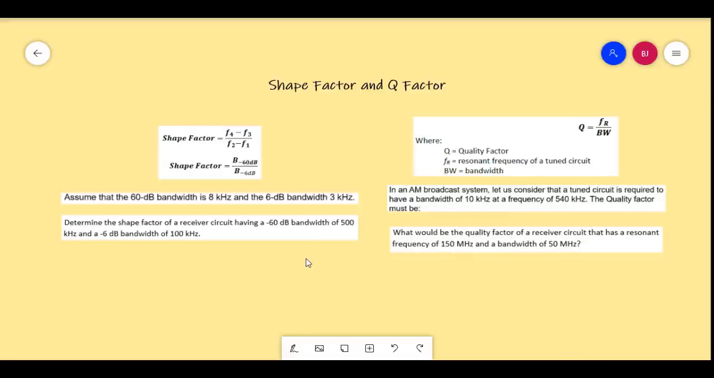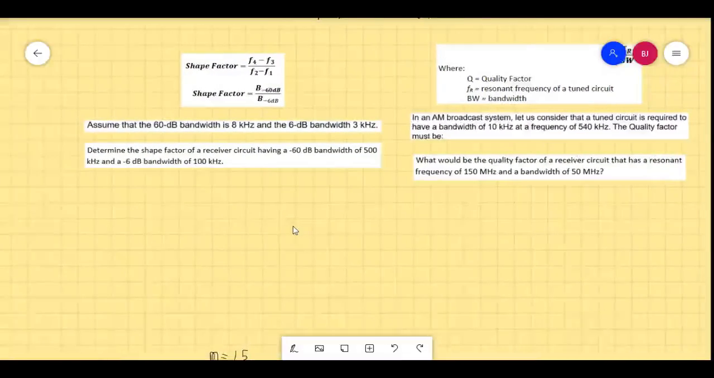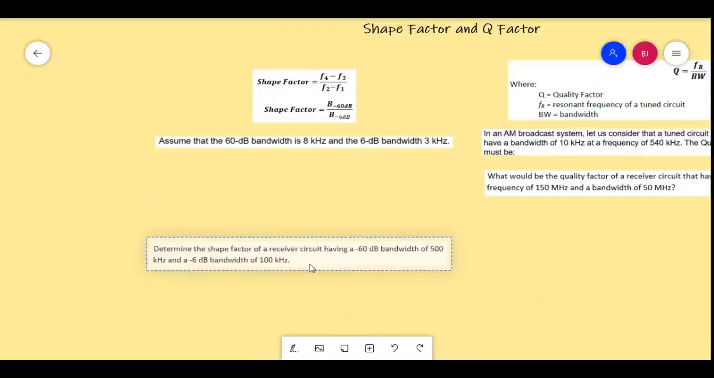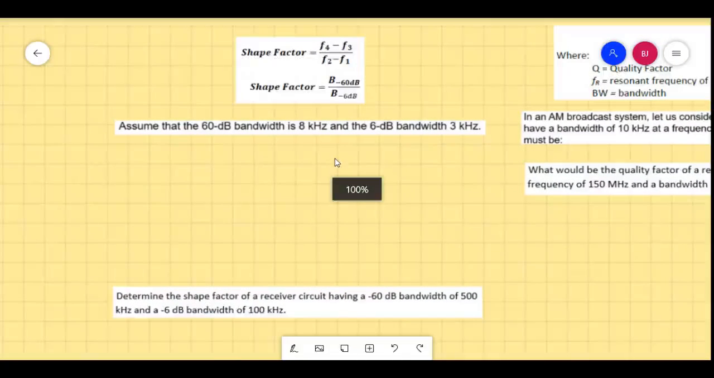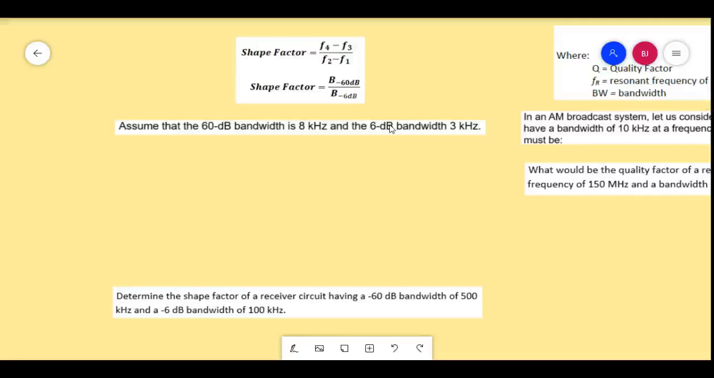The bandwidth could actually be gathered by subtracting the two frequencies for the negative 60 dB mark and the negative 6 dB mark, which is represented here by F4 minus F3 and F2 minus F1. Now, fortunately for us, the shape factor is given as the ratio of the two bandwidths. So it's just a matter of dividing the 60 dB bandwidth by the 6 dB bandwidth. Okay?